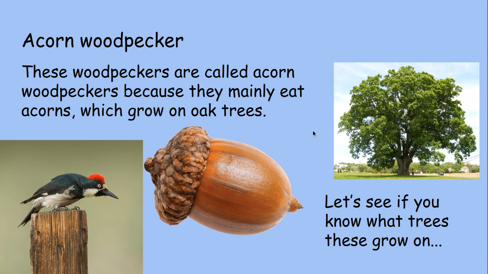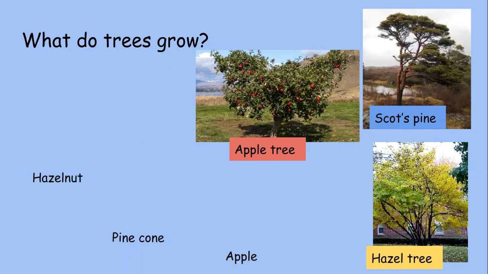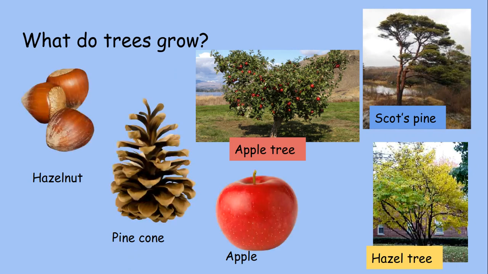But let's see if we know what things some other trees grow. So oak trees grow acorns, but what does an apple tree grow? Pretty sure you can guess this one. So we've got apple trees, Scots pine, and hazel trees. So let's see. Let's start over here with the hazelnut. Which one of these trees do we think grows the hazelnut?